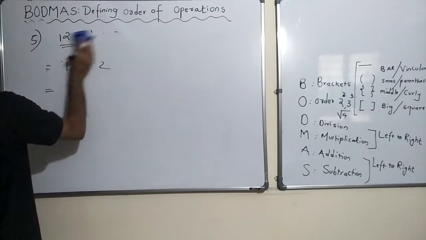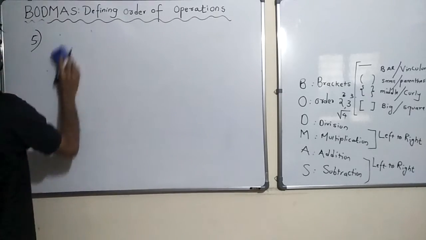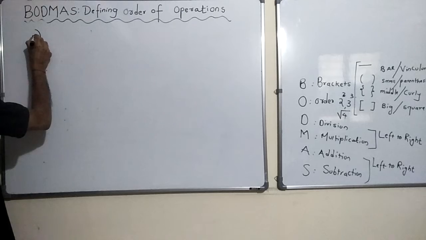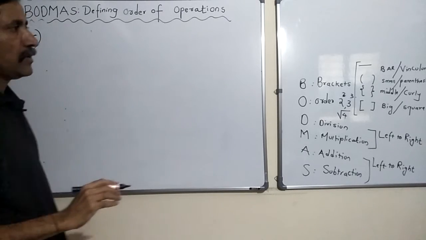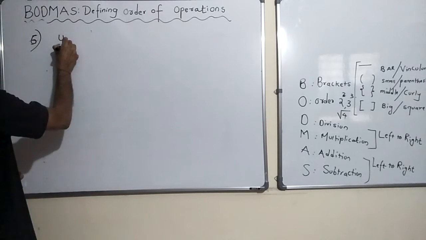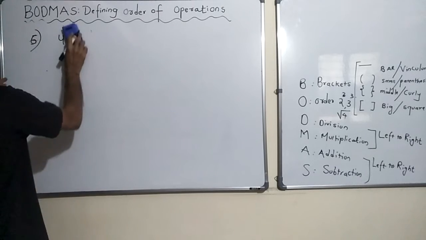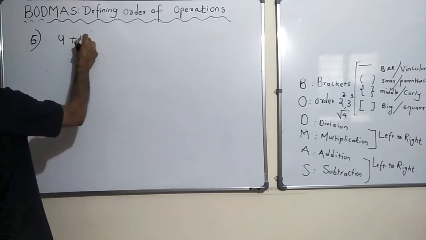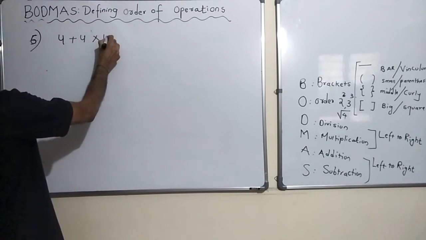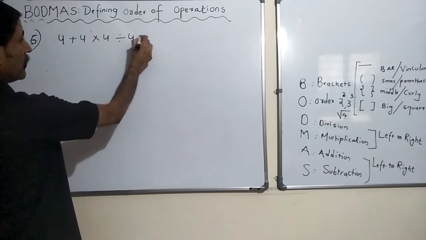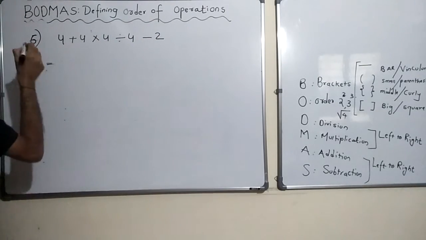Alright, so this is fine. Let's move on to the sixth problem. Okay, so let's solve this sixth problem. 4 plus 4 multiplied by 4 divided by 4 minus 2. Now this should be simpler.